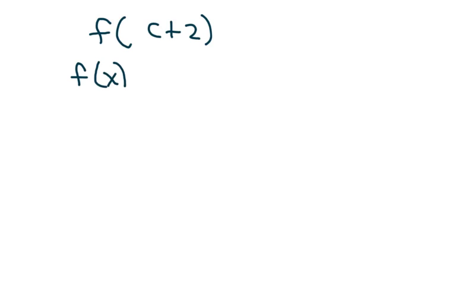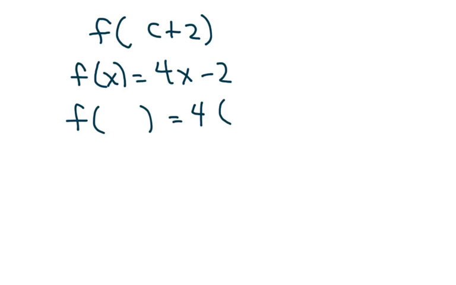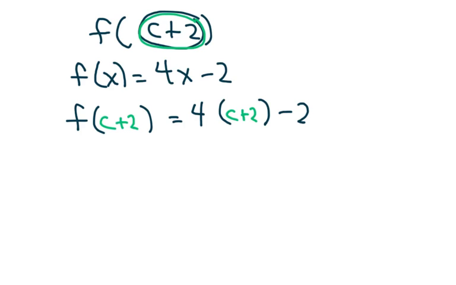I know f of x equals 4x minus 2. So everywhere there's an x, first of all, I'm just going to put parentheses first. Wherever there's an x, I'm going to put parentheses. And what am I going to dump in? I'm going to dump in c plus 2. Now, all I'm going to do here, I don't really care about this side. This just tells me, the left side just tells me what I'm inputting.